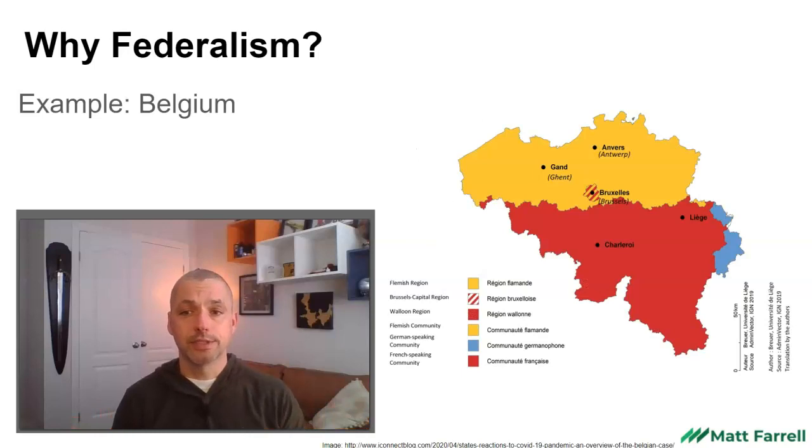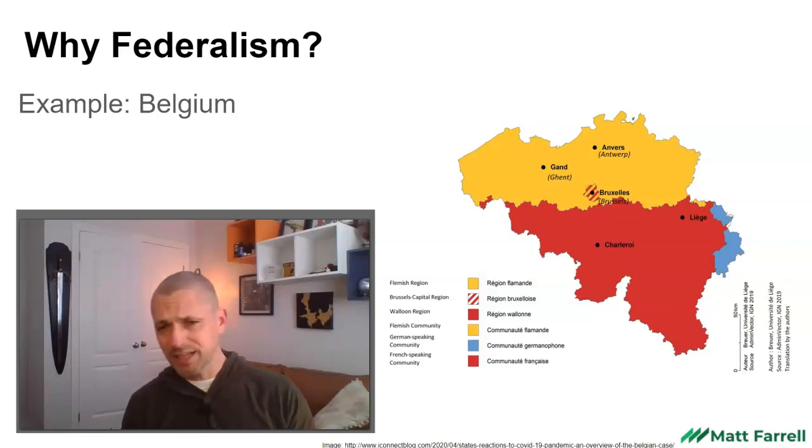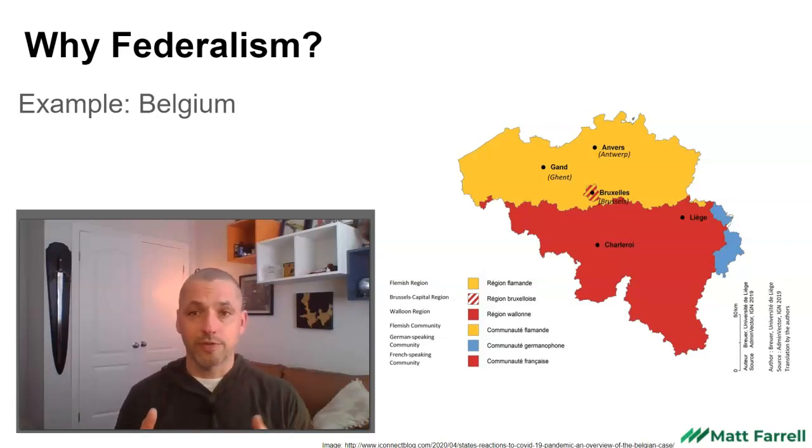Another example of a federal system is Belgium. Belgium's got pretty much all of the above here. It has two large linguistic blocks and kind of a third linguistic block as well. It has the Dutch-speaking north, the French-speaking south, and there's a little German-speaking part over in the east as well. And then, of course, there's their capital.